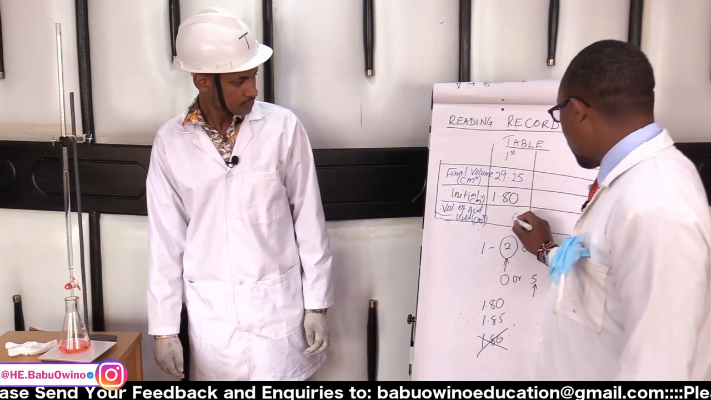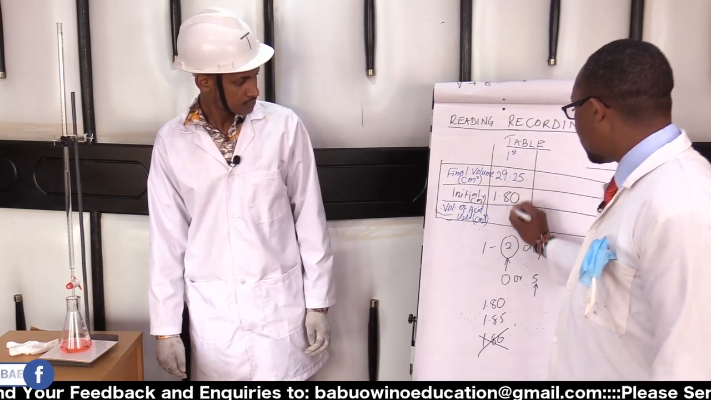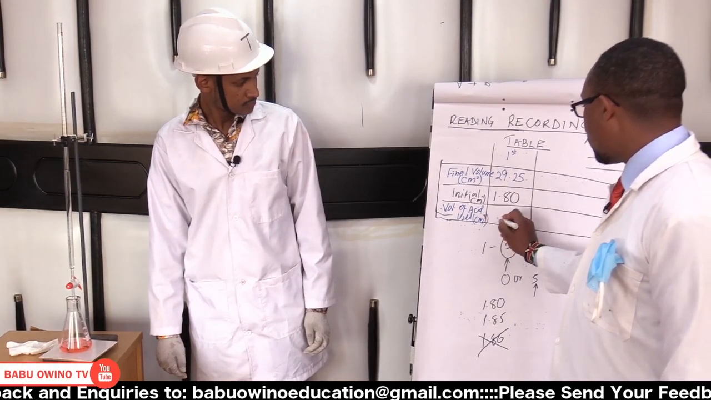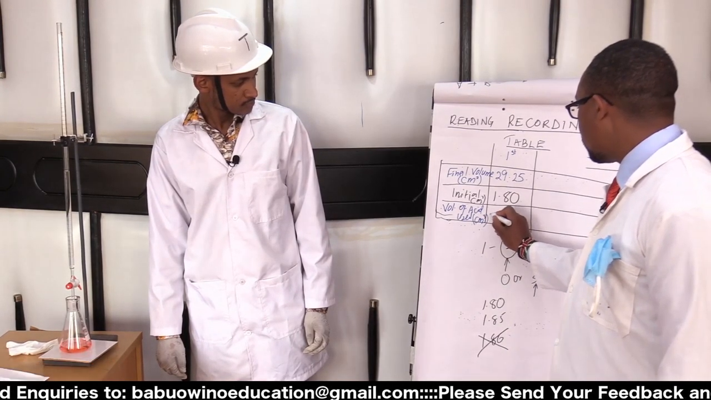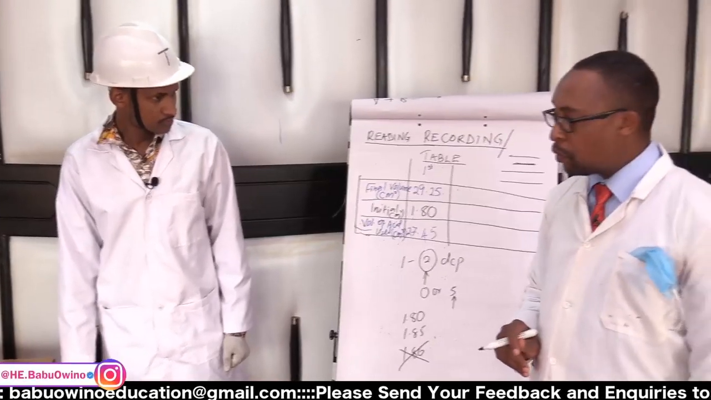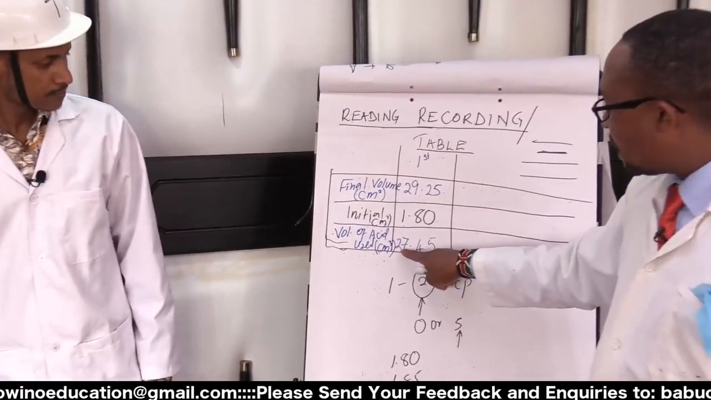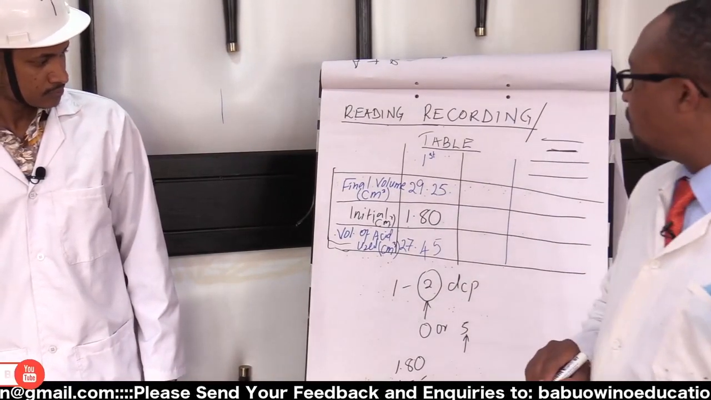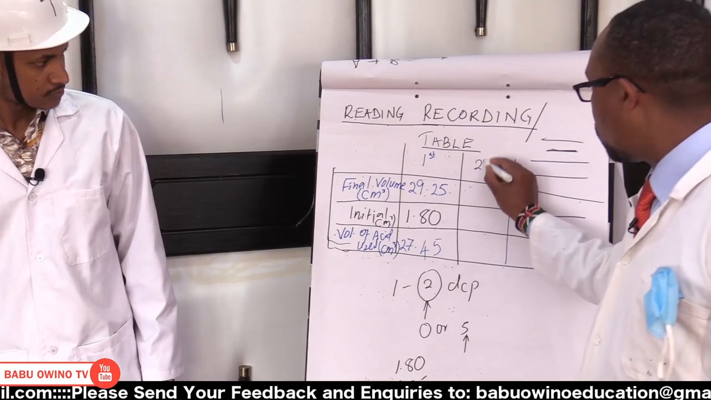This gives us 5. 12 minus 8 is 4. This is 8. We carried 1. This is 7. So 27.45. Now, in this case, assuming we need to take another titer, that is the second one.